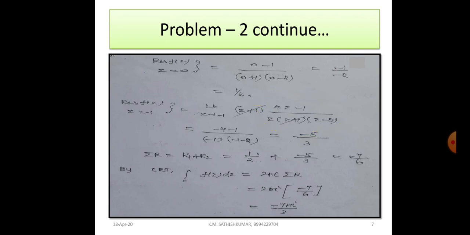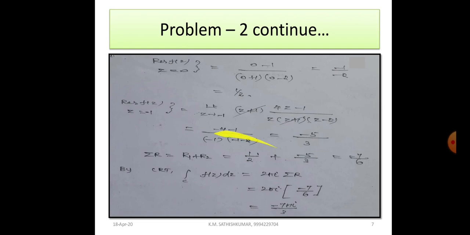So first of all, eliminating the same portion in numerator and denominator. Then z tends to minus 1, z is equal to minus 1. So 4 into minus 1 is minus 4. So in the rest of the portion, z value is minus 1, to get the solution minus 5 by 3.